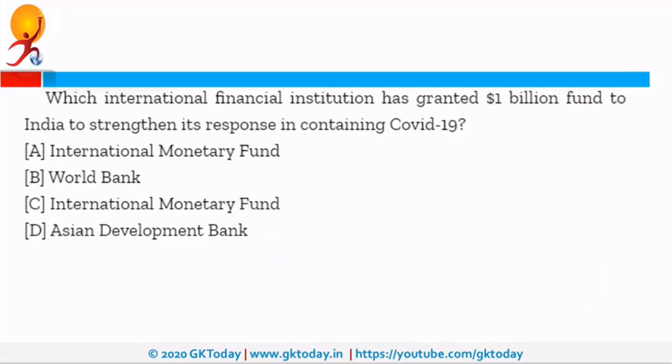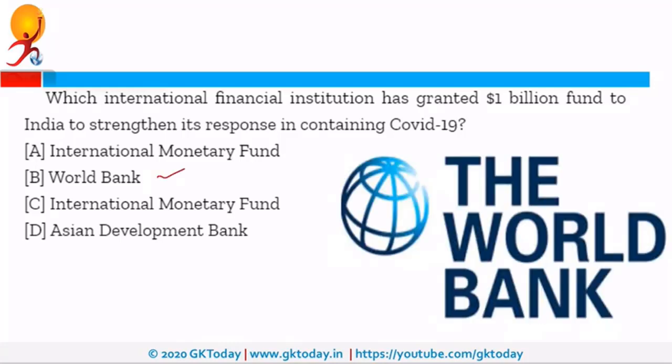Which financial institution has granted $1 billion fund to India to strengthen its response in containing COVID-19? So right answer is World Bank. World Bank has granted $1 billion fund to India, and this is the largest ever grant provided for India till date from the World Bank. And this fund will cover all the states and union territories, and it will be managed by NHM, that is National Health Mission, NCDC, that is National Center for Disease Control, and ICMR. ICMR stands for Indian Council of Medical Research.